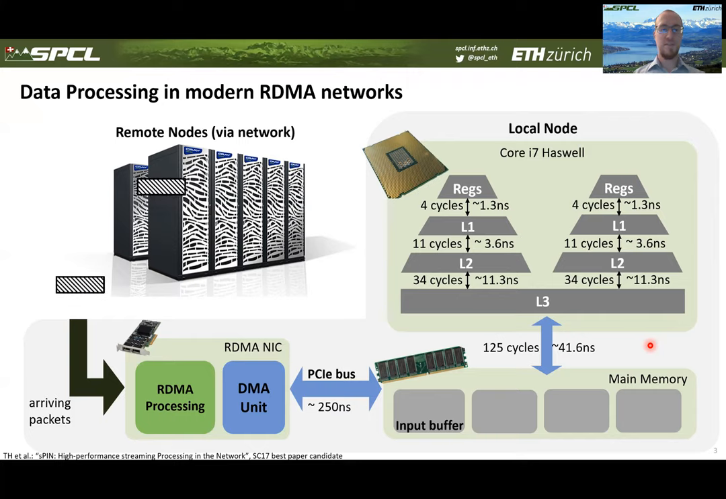These packets arrive at an RDMA NIC today. These are the network cards that we have today. These NICs perform simple RDMA processing, which is basically just looking up an address to deposit the packet into main memory at the host. And then, of course, the host has to read the packet and process it in its main CPU, and then continue with whatever the packet was going to do.